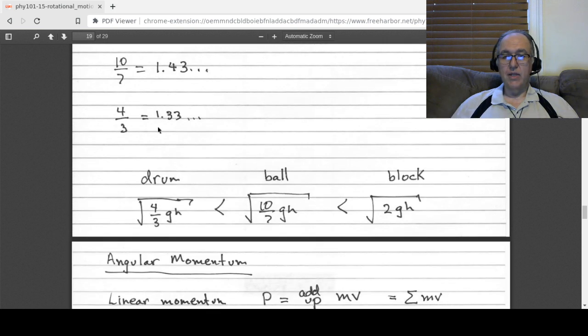And so it turns out that if you compared a drum and a ball and a block going downhill, down the same hill, the block would be moving the fastest at the bottom, the drum would be moving the slowest at the bottom, and a ball would be somewhere in between. Okay, and that's kind of interesting. And there's a nice little demonstration that you could do even at home.